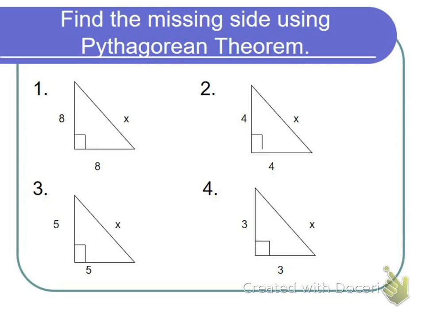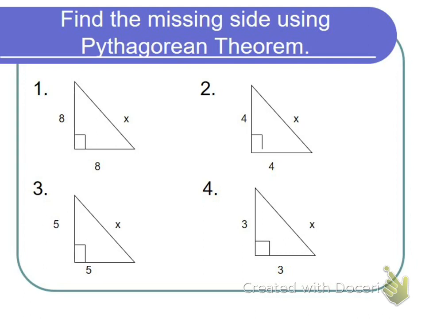So on all of these, when you're setting up your Pythagorean theorem equation, what side are we missing? A, B, or C? C. So every time we're missing C on these. Get them set up, start working through them, and we'll talk about them in a minute.